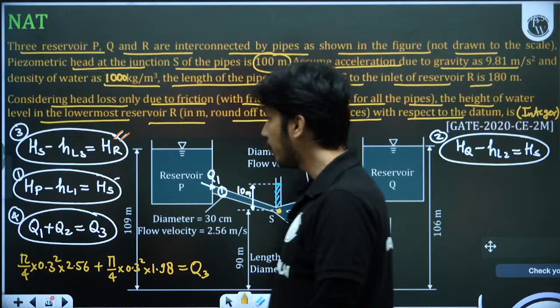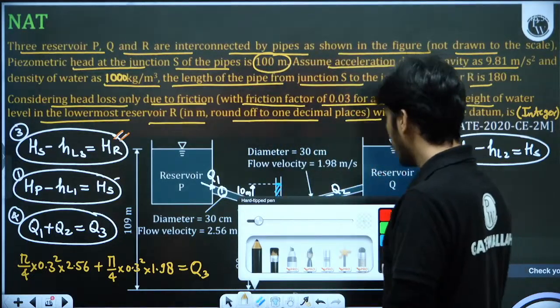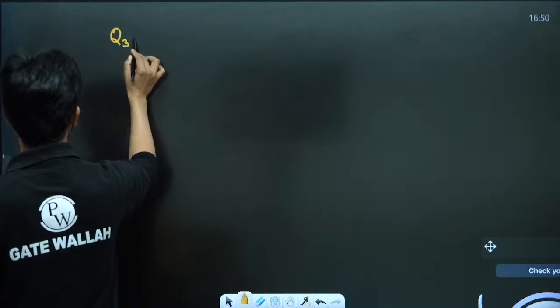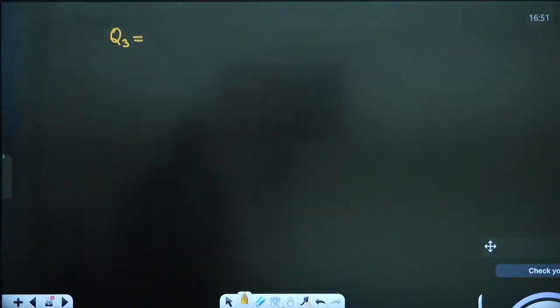So what is the value of Q3? Can anybody tell me? What is Q3 coming out to be? Tell me. Now your poll is over. You can tell me now. If you comment anything now, your answer will not change. Don't worry. Tell me what is the value of Q3.